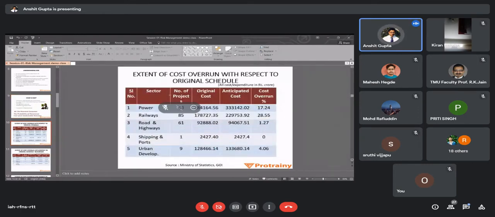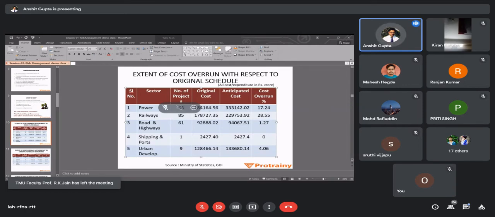Okay, no problem. So this is the current scenario of the Indian construction industry, which is a very pathetic situation, I feel. See, in the power sector, out of 63 projects, the original cost was this much. Okay, this is in crores, and the anticipated cost became this much. 18% there was cost overrun. In railway projects, generally 28 to 30% there is cost overrun. Road and highway 1%. Okay, shipping and ports 0%. In urban development projects there is 4% cost overrun.